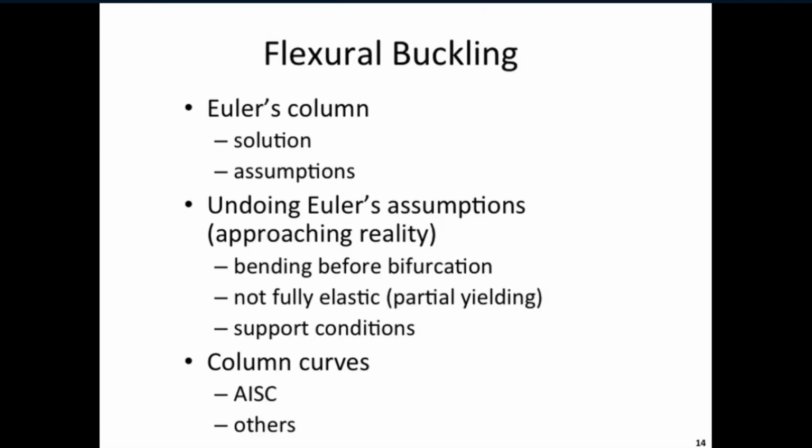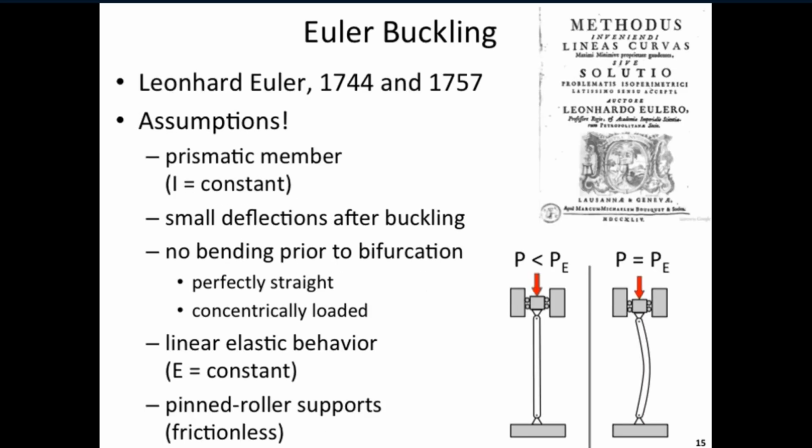So flexural buckling. Well, what we're going to do is start having a strong look at Euler's column, his solution, and the assumptions he made. And then we're going to try to approach reality by undoing each one of those assumptions and what's involved with undoing the assumptions. And then I'll end up looking at column curves, one, what's in the AISC specification, and then what some others are doing elsewhere in the world. So Euler buckling. All right. I'm going to get my notes together here.